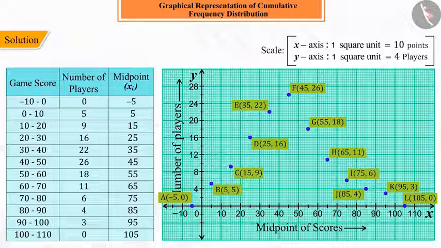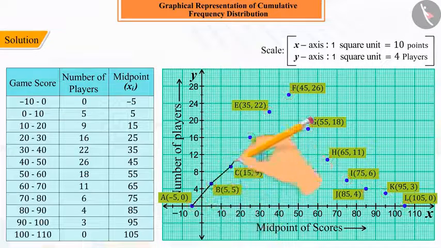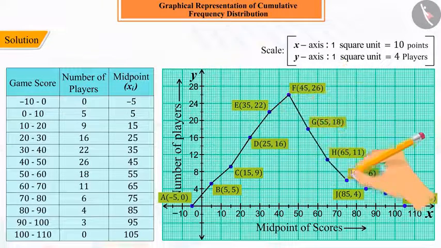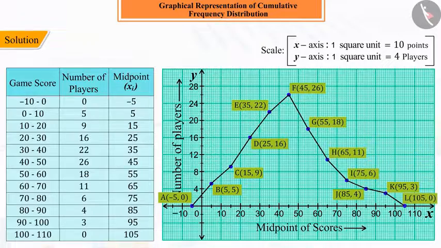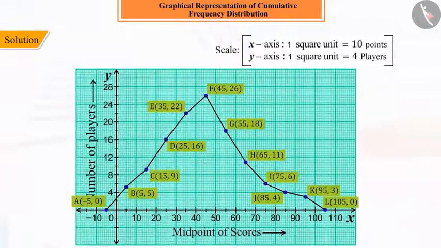It is done in this manner here so that we can get the frequency polygon about which we have studied in the previous class. Therefore, we will join all these points with line segments and obtain the graph of the given frequency distribution: A, B, C, D, E, F, G, H, I, J, K, L.